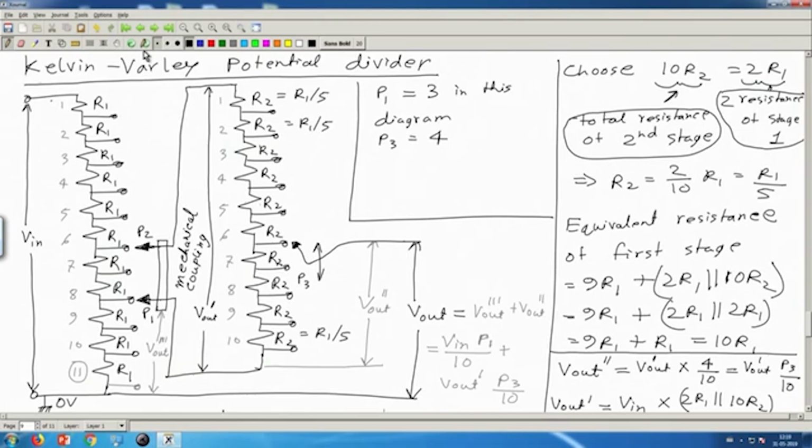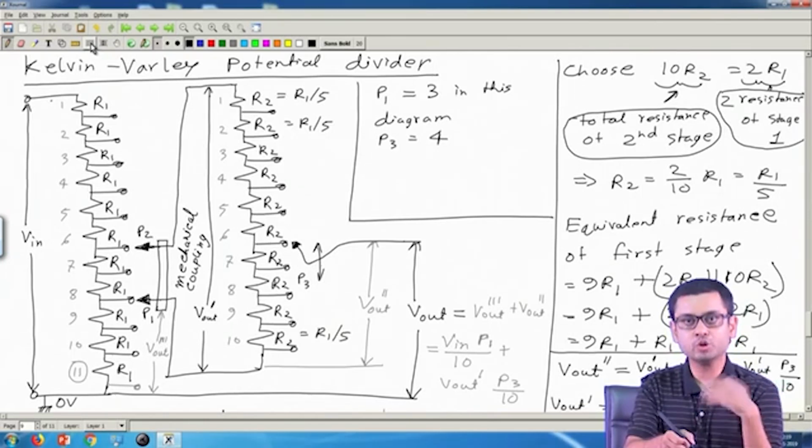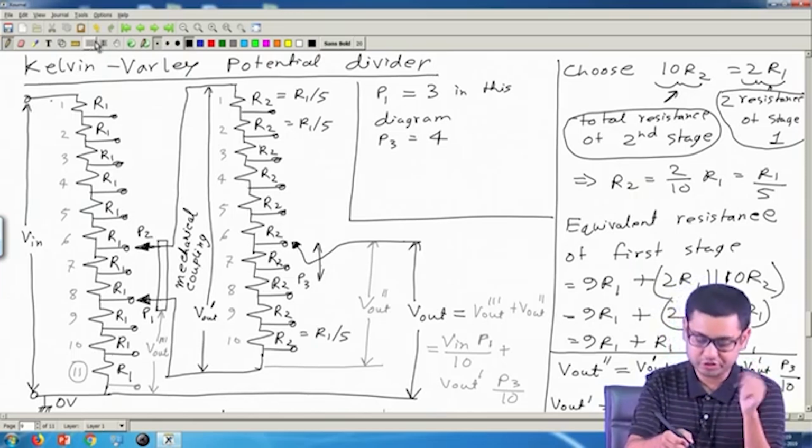So let me draw the circuit, and this will be the end of today's class after I draw this circuit. I request you, instead of seeing my drawing, try it yourself. You stop the video here. This will be the last thing I will do, but I request you to try it yourself. If you need any help, continue with the video.